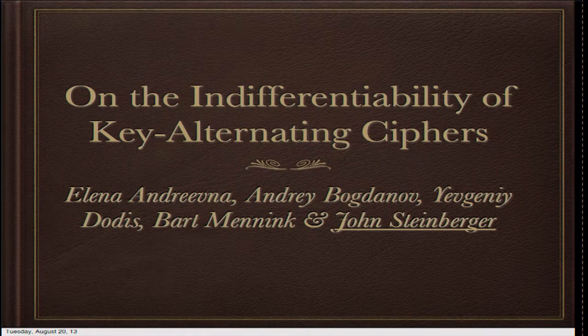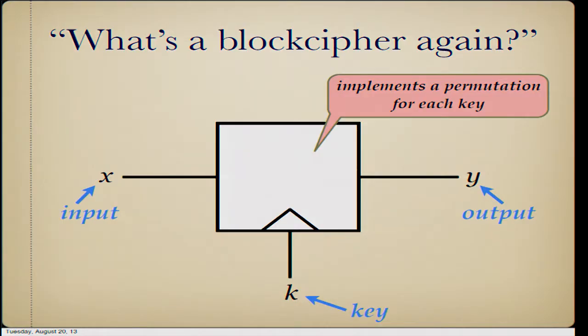Thank you. Since this is the first talk in the ideal cipher session, we can start with this slide about what a block cipher is. A block cipher takes a key, here at the bottom, and an input, and produces an output. For each key, it induces a permutation between the inputs and the outputs. And that's a block cipher.